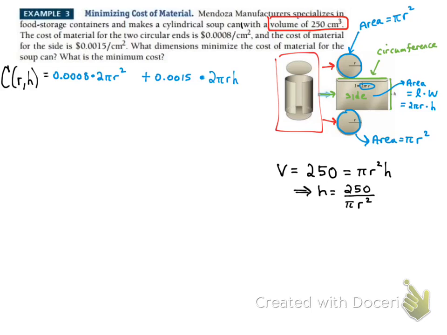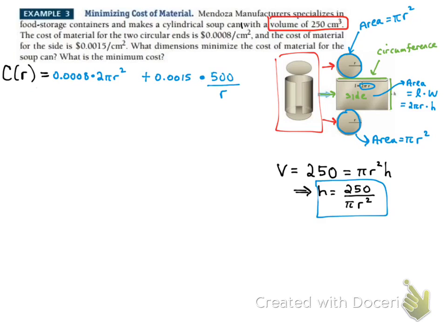So solving this volume formula for h, we get that h equals 250 divided by pi r squared. So now let's take that value of h and plug it into our cost function. And when I plug that in for h, now I can simplify this a little bit. And so I'll just get 0.0015 times 500 over r. So now I have my cost function as just a function of r.